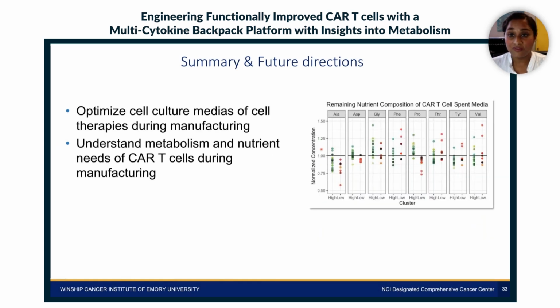We also had some very interesting data that came out of our spent media analysis, and we think that there's a lot of work still to be done in this arena, and so we could definitely optimize cell culture media for our cell therapies for cell manufacturing, and we need to delve more into understanding the metabolism and nutrient needs of CAR T cells during manufacturing so that we can produce superior CAR T cell products that perform better in patients.